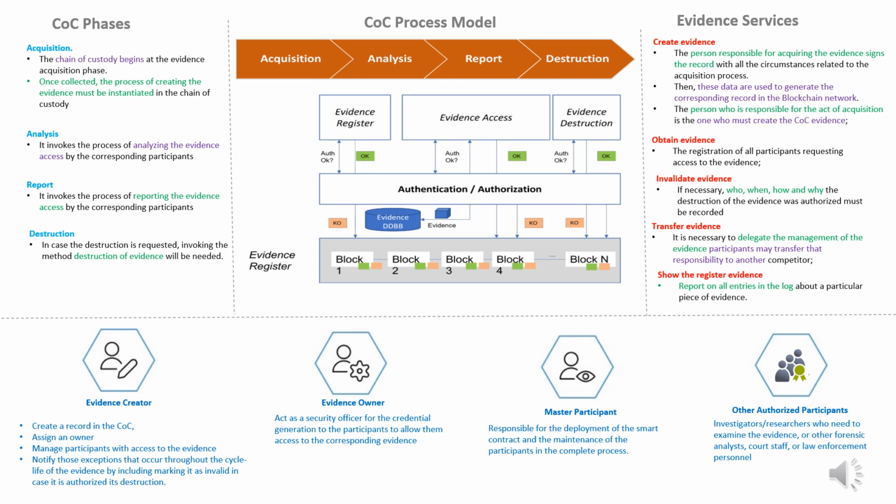So, as I mentioned before, to interact with the evidence, you have some evidence services that have been defined. For instance, you have a create evidence. So the person responsible for acquiring the evidence signs the record and creates a record in the blockchain network. The obtain evidence service, this is where registration of all the participants requesting access to the evidence. Then you have invalidate evidence. Necessary the who, when, how, and why the destruction of a particular evidence was authorized must be recorded.